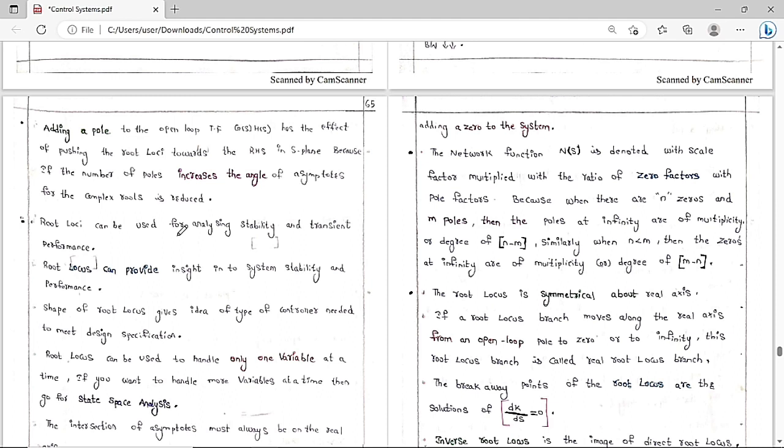The next point is, root locus can be used for analyzing stability as well as the transient performance. By seeing the root locus, if the root locus lies in the left-hand side of the s-plane, we can say the system is stable. But if the root locus lies on the right-hand side of the s-plane, then we can say the system is unstable. So by seeing the root locus, we can say whether the system is stable or unstable, and also the transient performance.